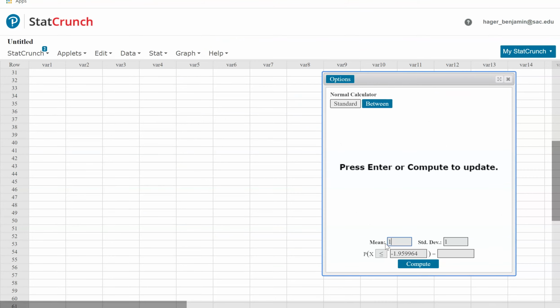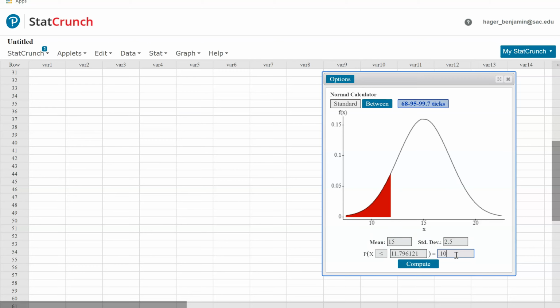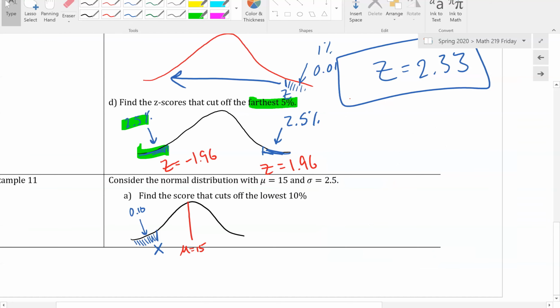My mean is 15. They said my standard deviation was 2.5. Again, it's not standard normal. I don't know the score I'm looking for, but I know the area to the left of that score needs to be 10%. So that is a score of 11.8 if I round it. Here, this X value equals 11.8. Right? It is below the mean.